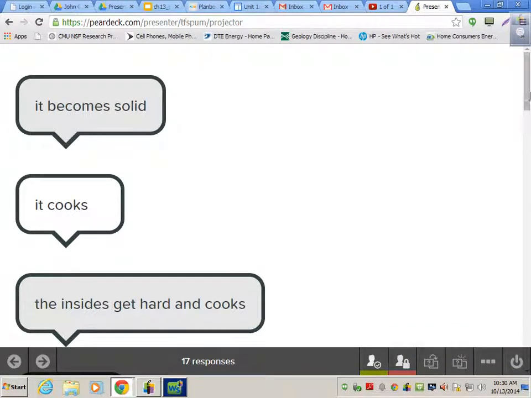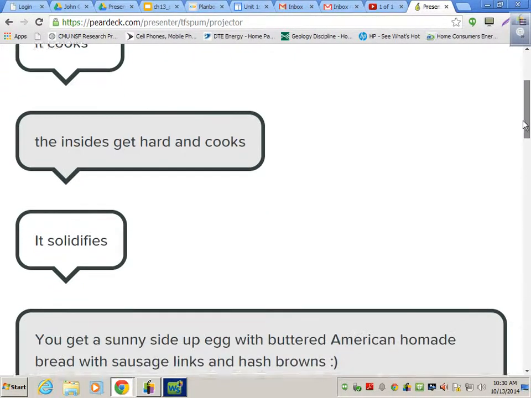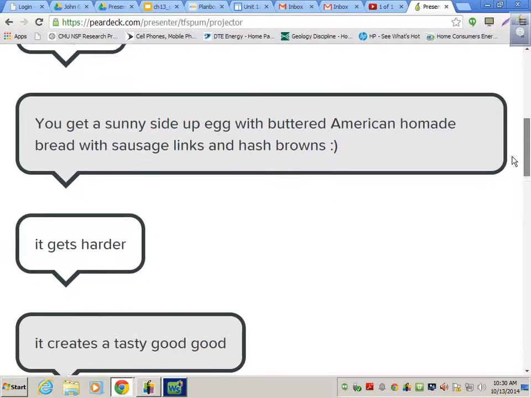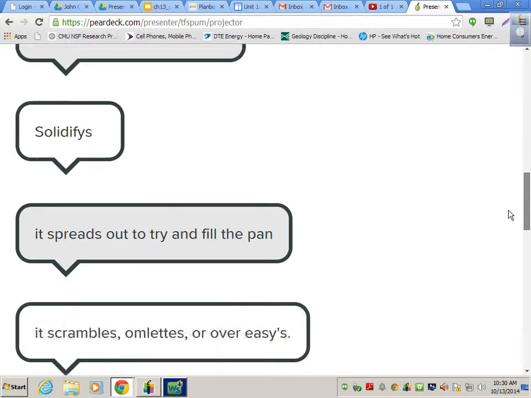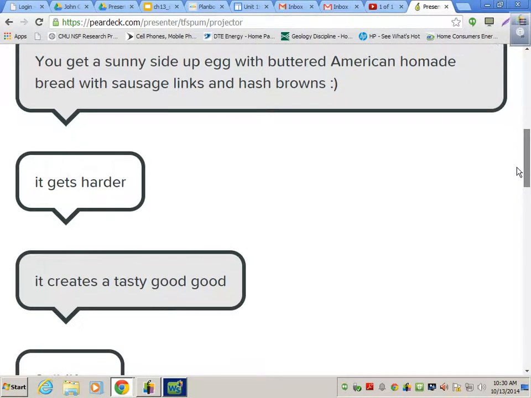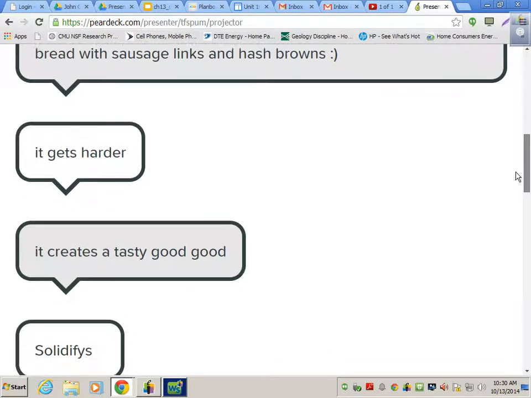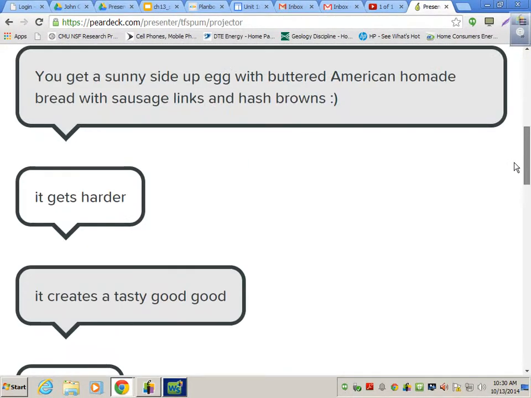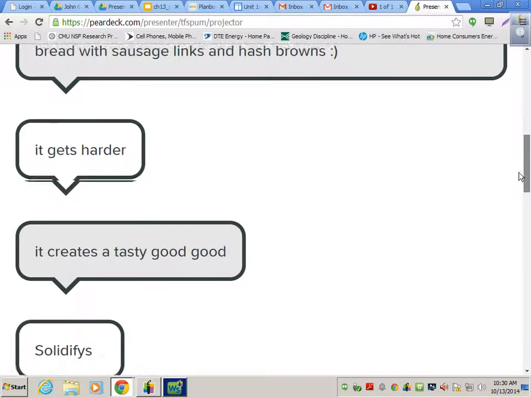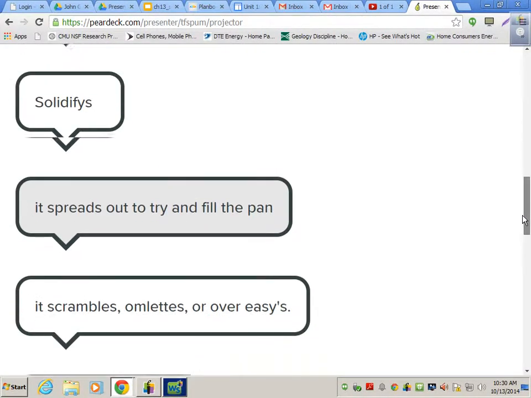It becomes a solid. Okay, kind of. Yep. It cooks. It cooks. Yes. No, cooks. DNA. Tasty good. What's this one? You get a sunny side up egg with butter, American homemade sausage. That's a Denny's Grand Slam right there, I think. Creates a tasty good, solidifies.